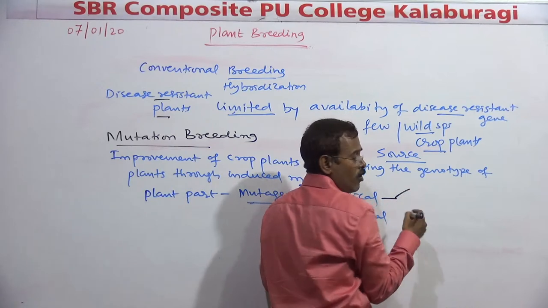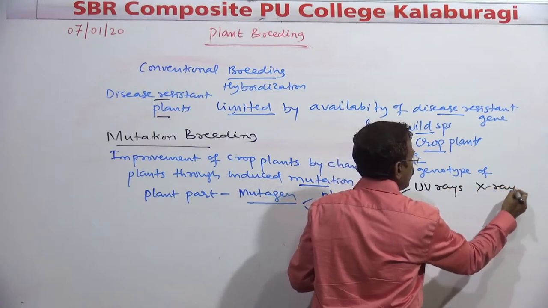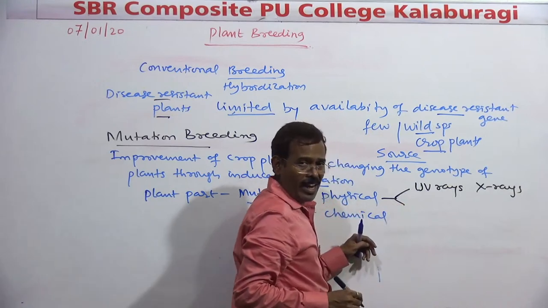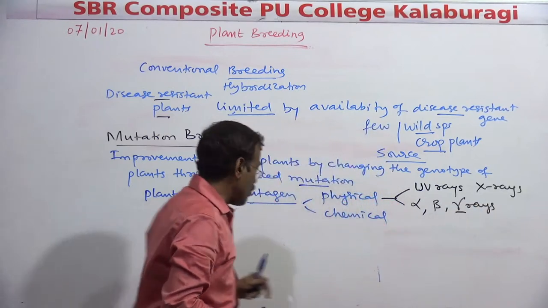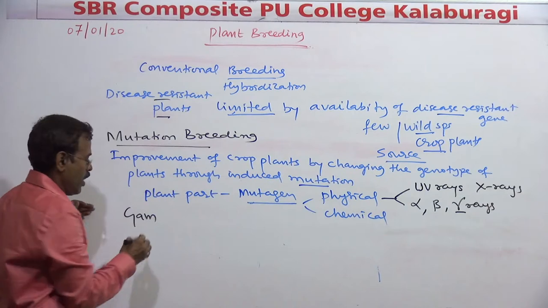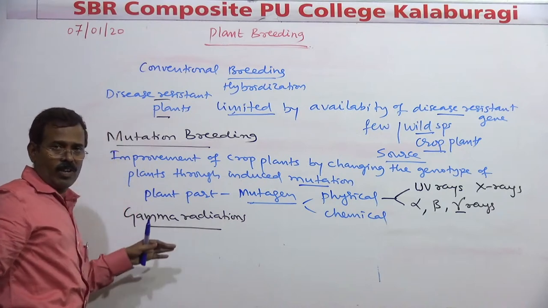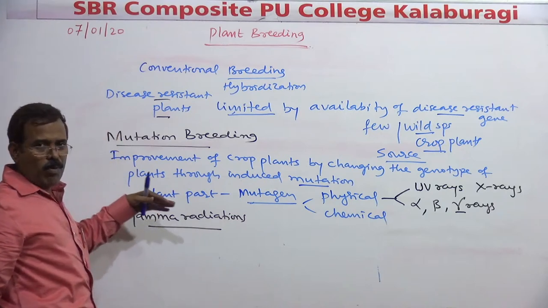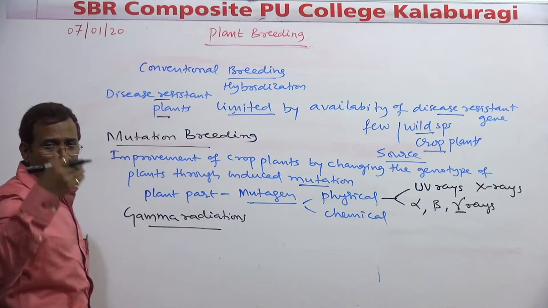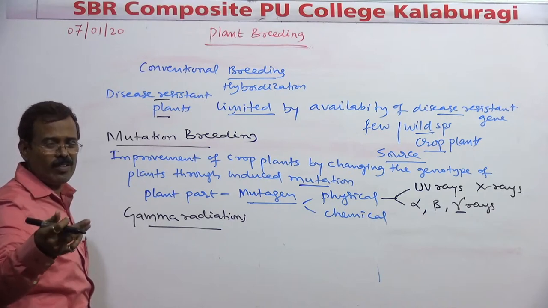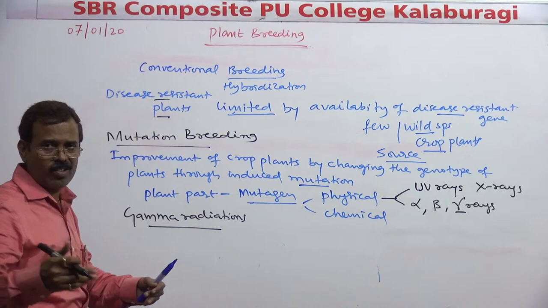So in one category you have electromagnetic radiations such as UV rays, then X-rays you can use to induce the mutation. Otherwise we can use ionizing radiations such as alpha rays, beta rays and gamma rays. Gamma radiation is very commonly used here to induce mutation. These gamma radiations are emitted from a radioactive element and the plant pot is exposed for a brief period of time. A specific dosage is given to that plant pot which can bring a desirable change in the genetic constitution of the plant, resulting in development of disease resistance in plants.